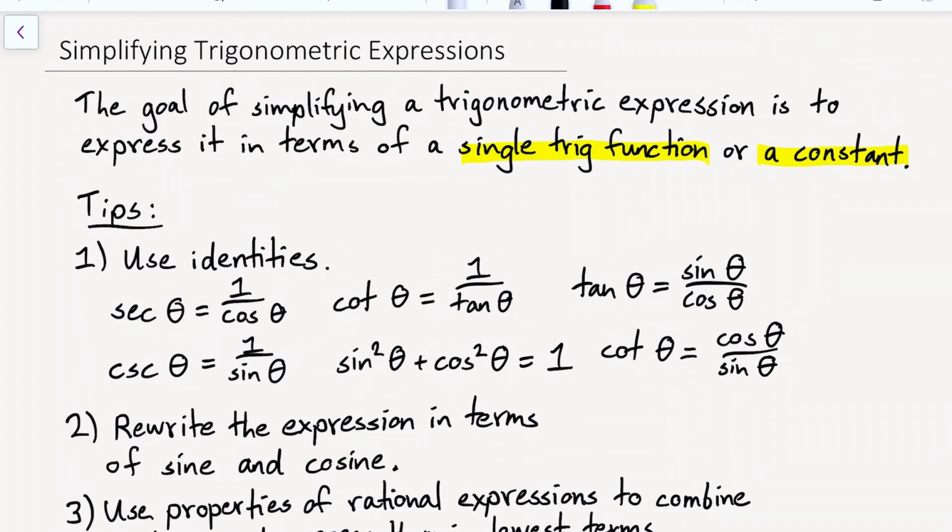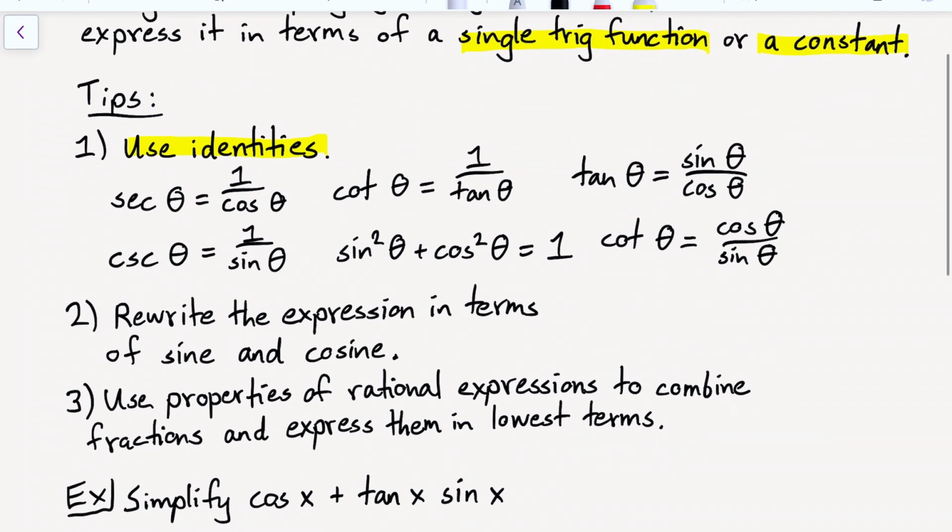Here are some tips that I have before we look at a couple of examples. Everything in simplifying trig expressions depends on using the identities. Here are some of the common identities that we've already presented and looked at for trigonometric functions. We're going to be using these and a few more all the time as we simplify trig expressions and later as we prove identities. Second, you can try rewriting the expression in terms of sine and cosine. Sometimes that is helpful to see what factors or powers of sine and cosine are present in the expression. That can give you a path forward.